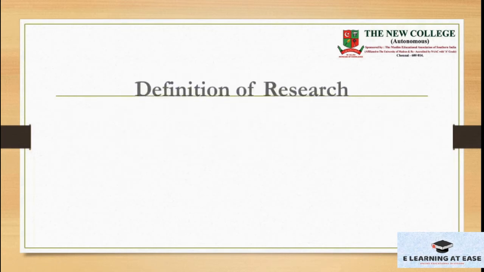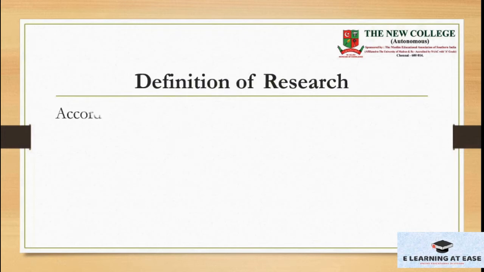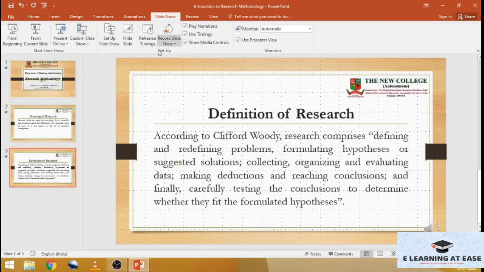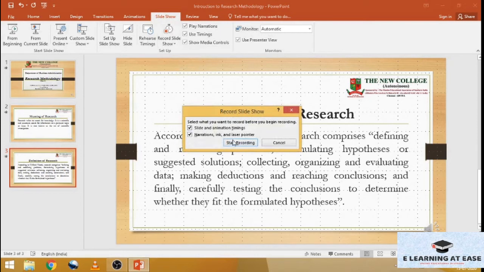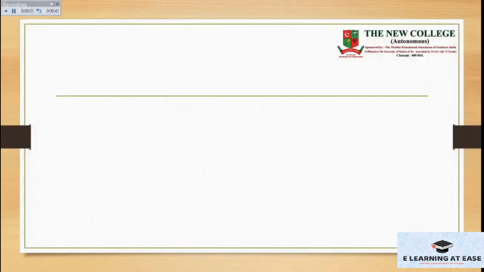See the definition of Clifford Woody. Suppose if you want to change a recording for a particular slide, you need to click that particular slide. Now I am clicking the third slide here, and then you can go to the record slideshow option, and then you can click start recording from the current slide. From that particular slide, you can change the recording for that particular slide. Click start recording. Now we can see the definition of research.